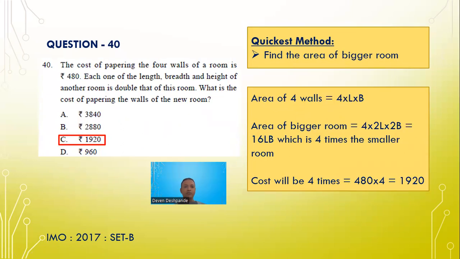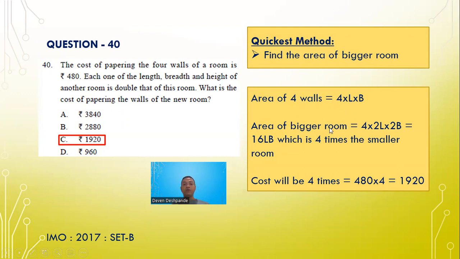Okay, the cost of papering the 4 walls of a room is 480. Each of the length, breadth, and height of another room is double that of this room. What is the cost of papering the walls of the new room? So, the area of 4 walls. Let the length and breadth be L and B. The area of 4 walls will be 4 into L into B.